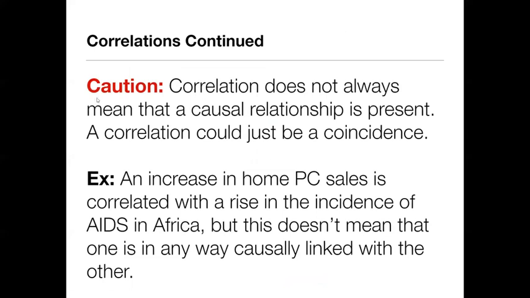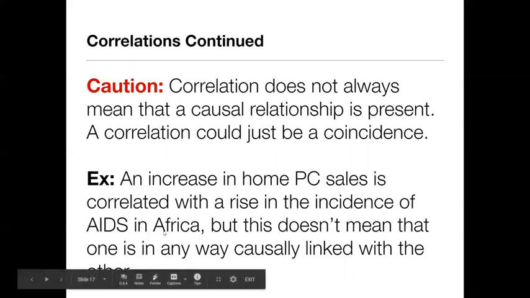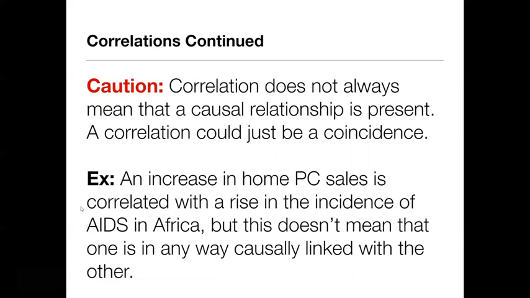But as everybody often points out, correlation does not always mean a causal relationship is present. Correlations could just be a coincidence. That's why we often hear correlation is not causation, but there is an association. So a silly example, an increase in home PC sales is technically correlated with a rise in the incidence of AIDS in Africa, but we don't think that there's any causal relationship between the rise of home PC sales and AIDS, right?